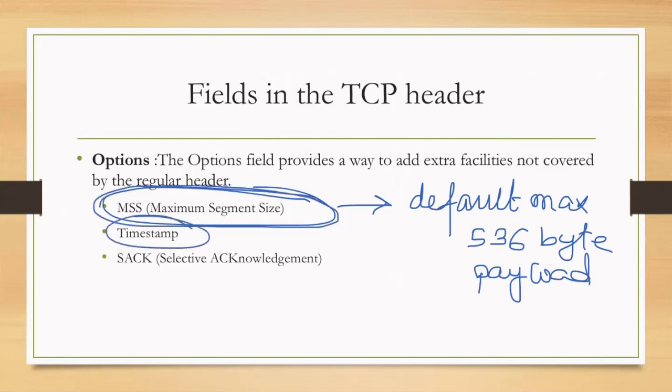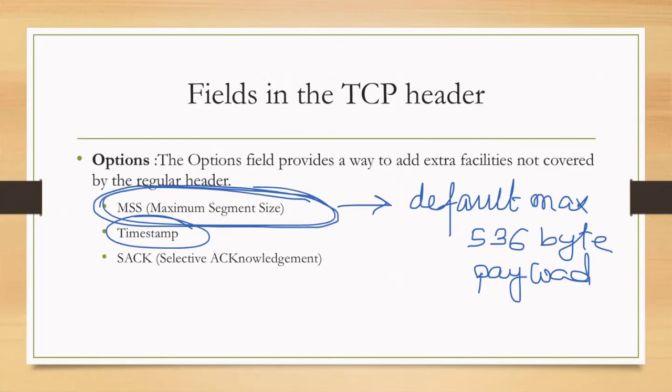Another common option is adding a timestamp. This timestamp is sent by the sender, and the receiver also sends a timestamp, and in every segment it is used. Normally the use of this timestamp is to compute the round trip time. The sender will put the timestamp, the receiver will accept the packet and send an acknowledgement also with a timestamp. So now the sender can calculate: this is the time I sent, this is the time I received the acknowledgement, so the round trip time is this much.